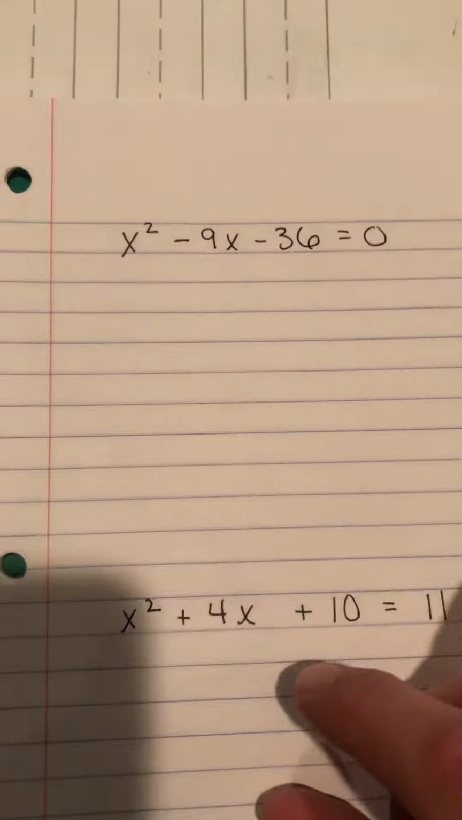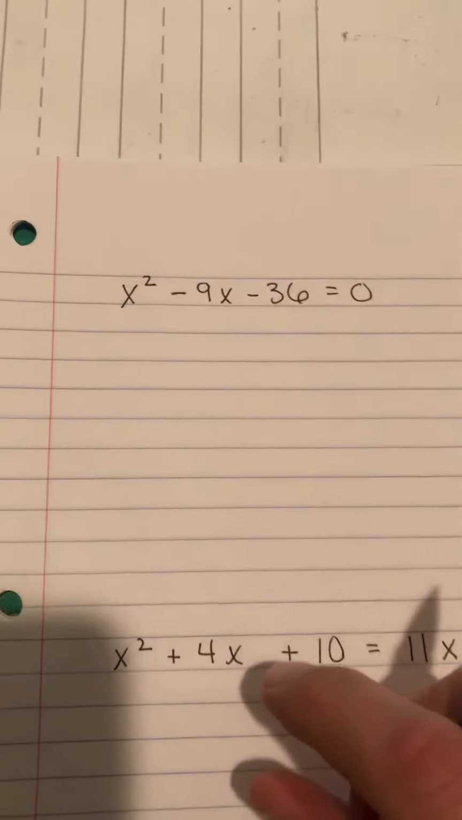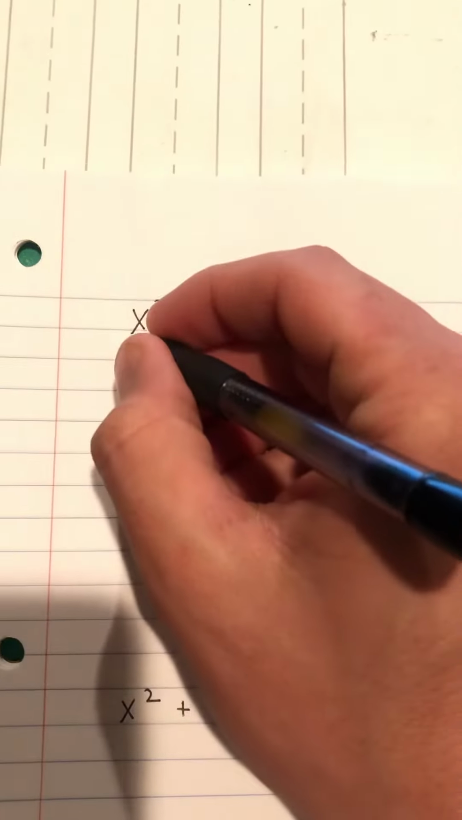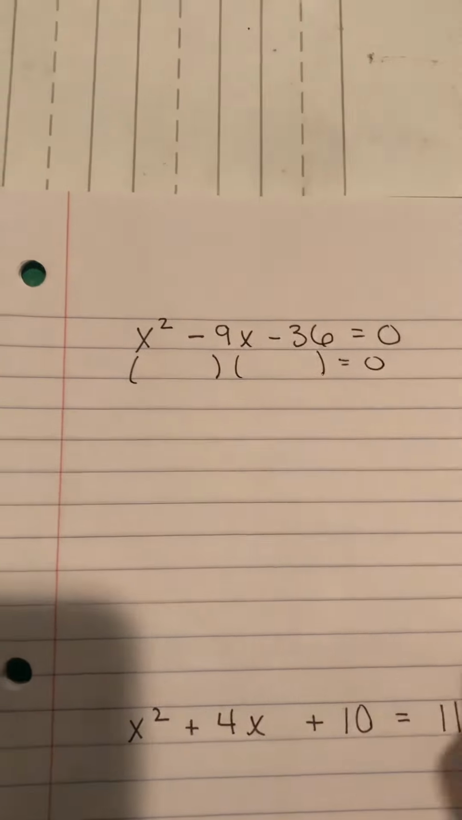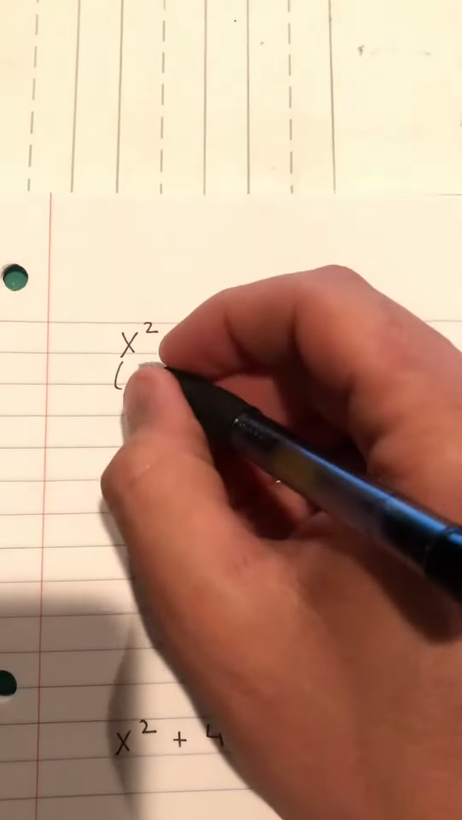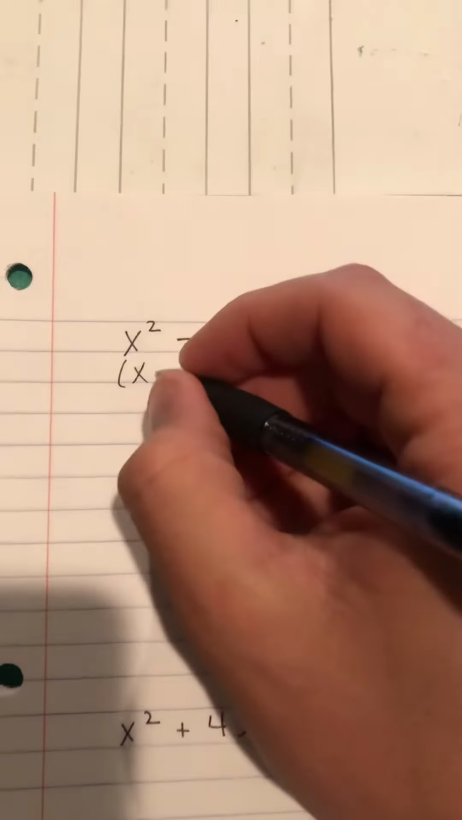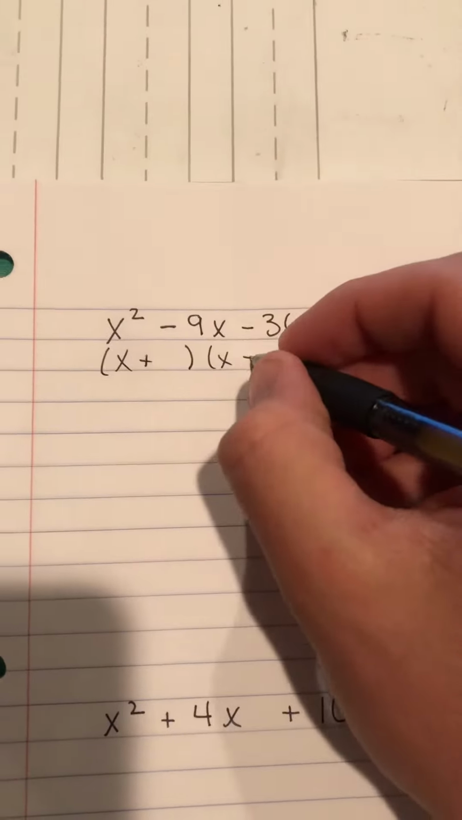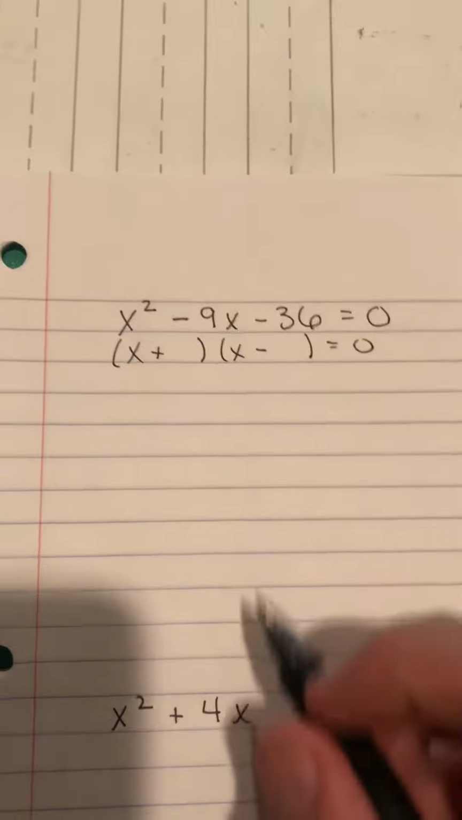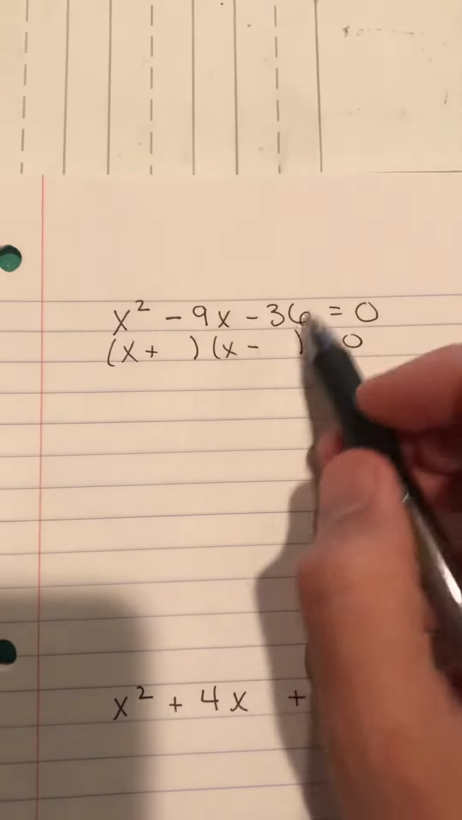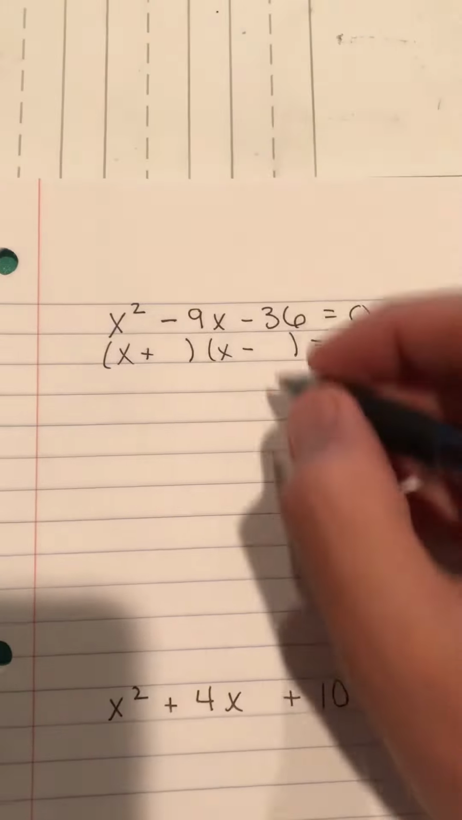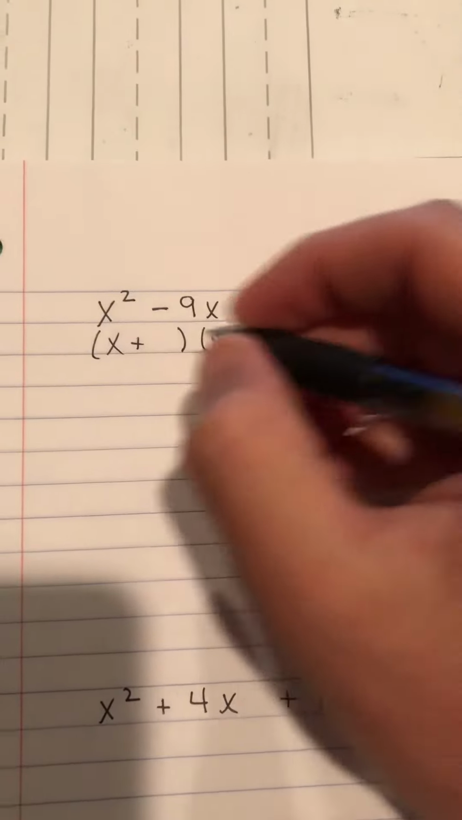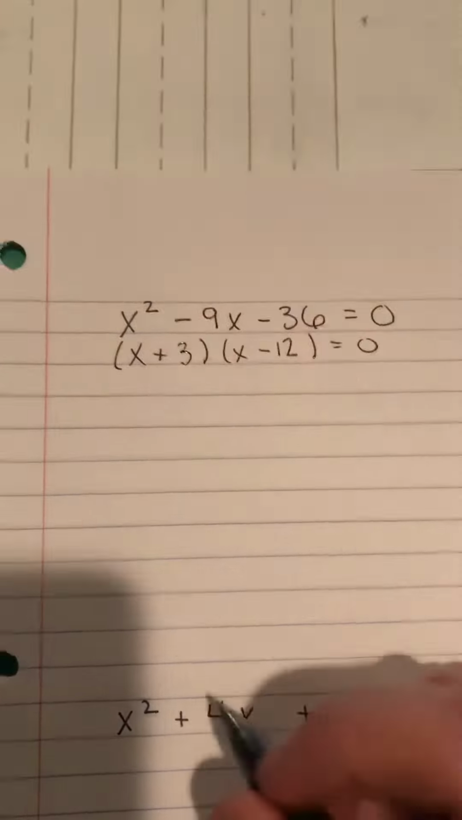Let's take a look at two examples down here. In this first example, we have x squared minus 9x minus 36 equals 0. This is already in standard form, so we can move right to step 2. Step 2 asks us to factor. We know that the first term is going to be x and x, and we know because there's a minus sign in front of that 36, we have one of each sign. So we're searching for two numbers that multiply together to make negative 36, but add to make negative 9. Those two numbers are negative 12 and positive 3.